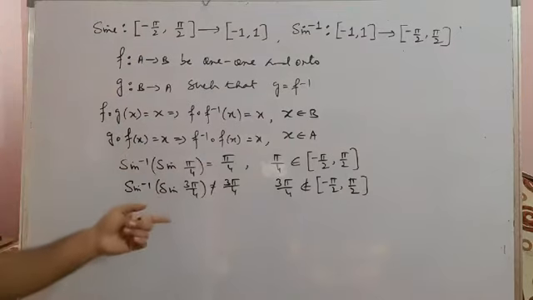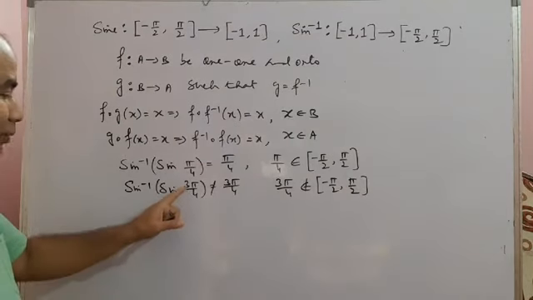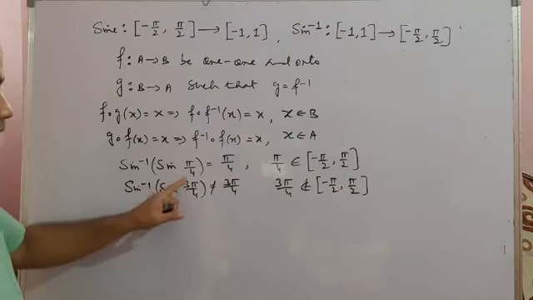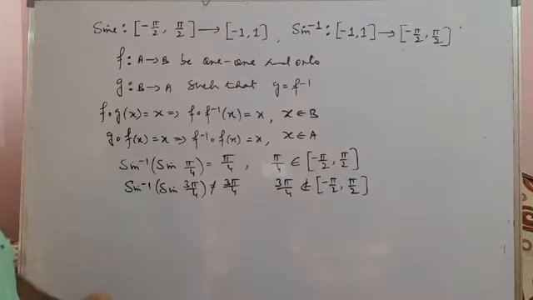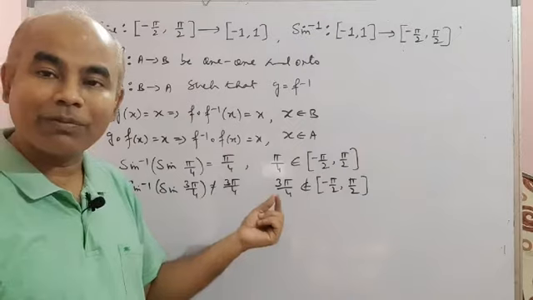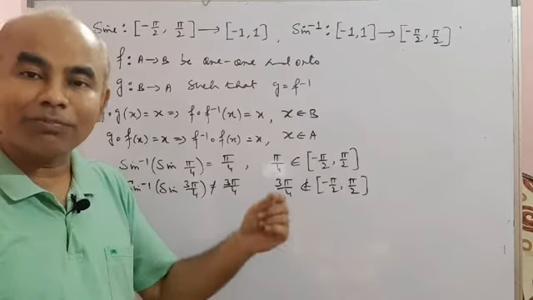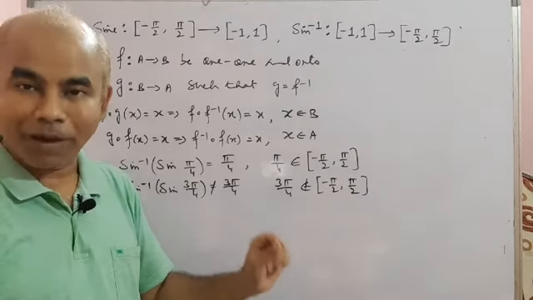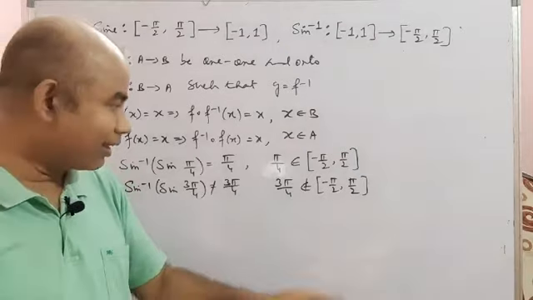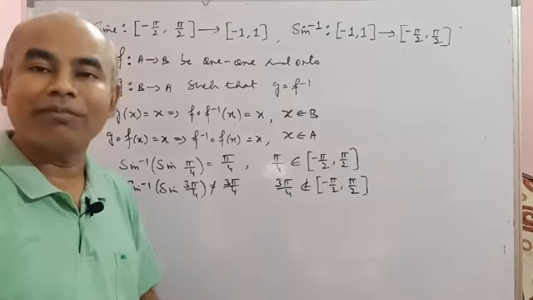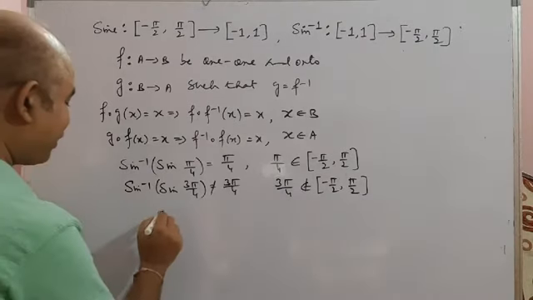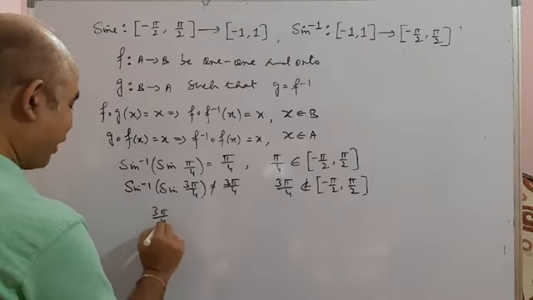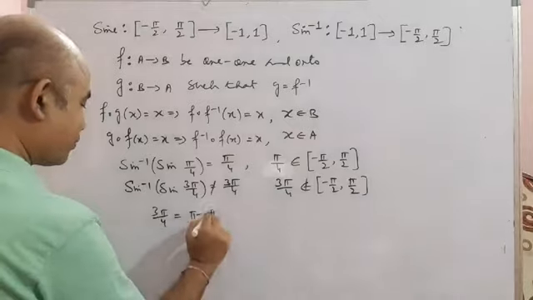Then what is the answer? For that, we have to write the angle 3π/4 as an angle between −π/2 and +π/2. That means we have to write 3π/4 as an even multiple of π/2 or a multiple of π, plus or minus an angle which is between −π/2 and +π/2. So how can I write it? I can write 3π/4 as π − π/4.